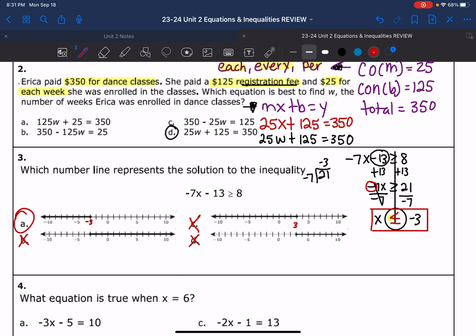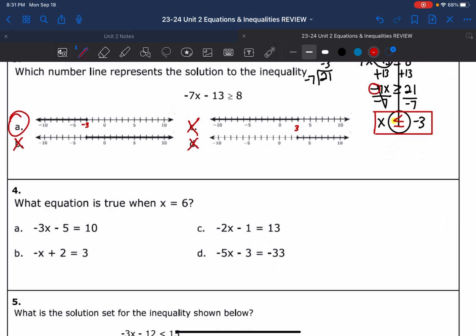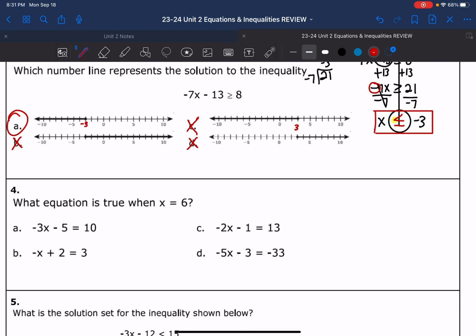Basically there we use process of elimination, okay? All right, let's go to number 4. All you have to do here is basically substitute the value of x into each one.